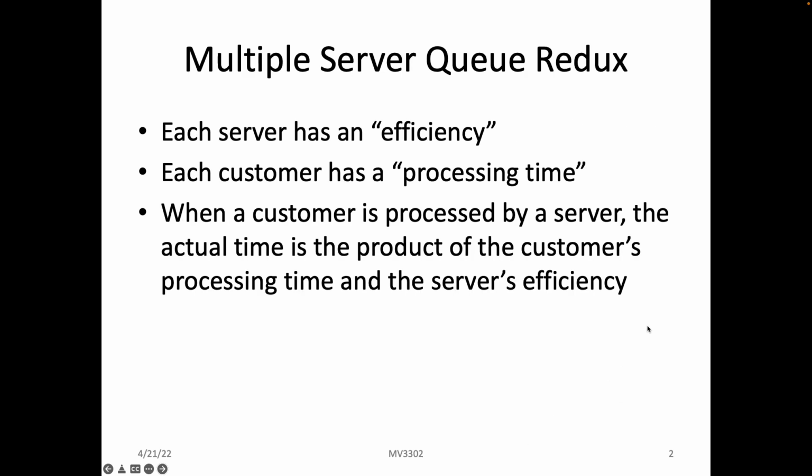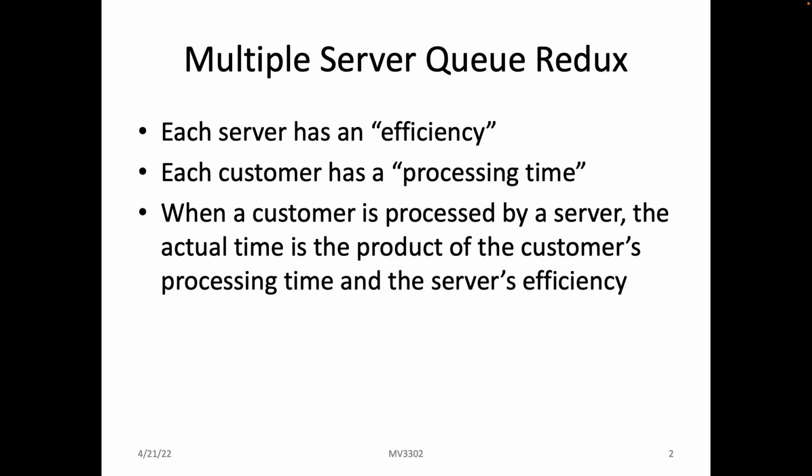Okay, so the idea here is that every server has an efficiency and every customer has a processing time. There are a number of different ways of doing it. If a customer comes in, they have a processing time, which means for that customer there is a fixed amount of work that they need to have done. And when they're being processed by a server, if a server has an efficiency of 1, then it will take exactly that amount of time to get it done.